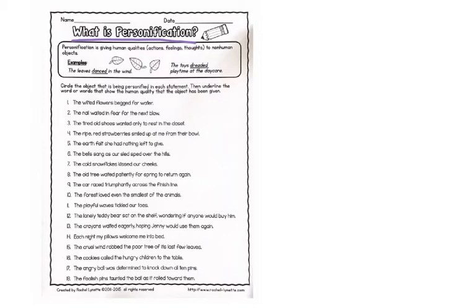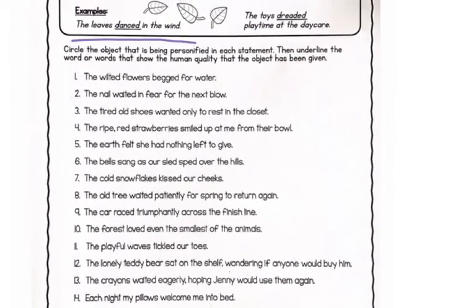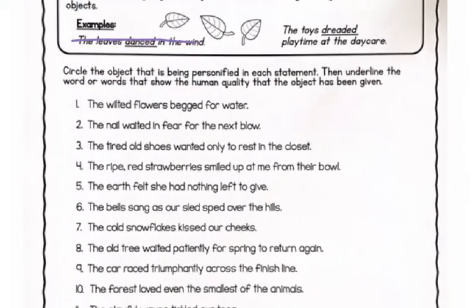Your directions: circle the object that is being personified in each statement. So remember, the object that is being personified. Then underline the word or words that show the human quality that the object has been given. So let's zoom in a little bit. Okay. The wilted flowers begged for water.